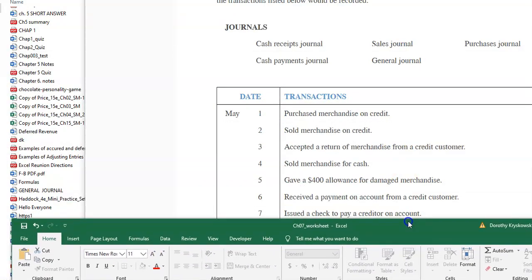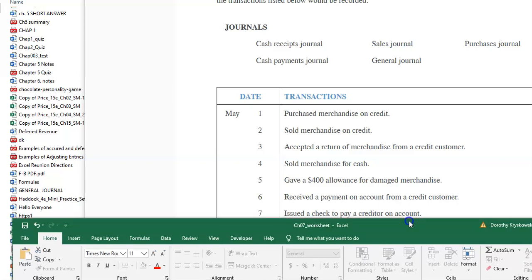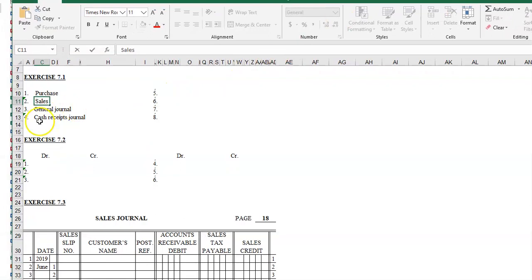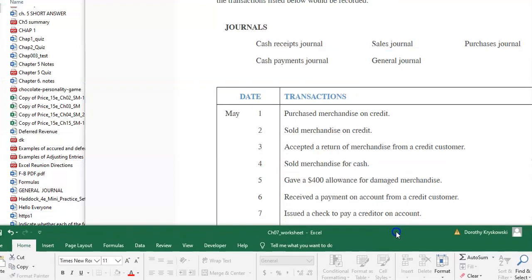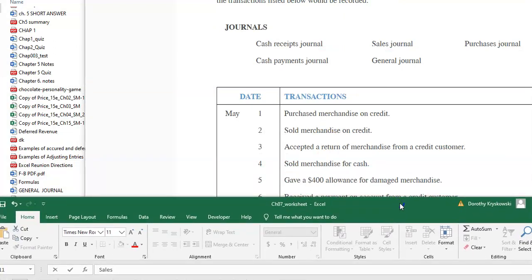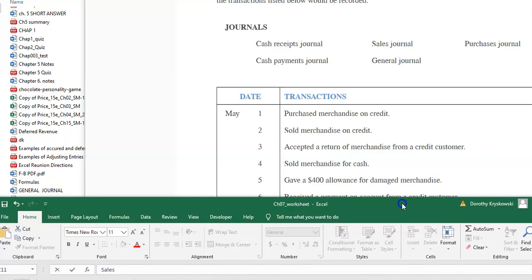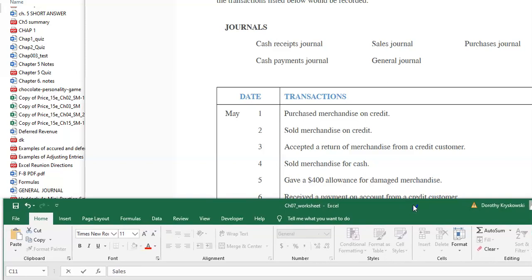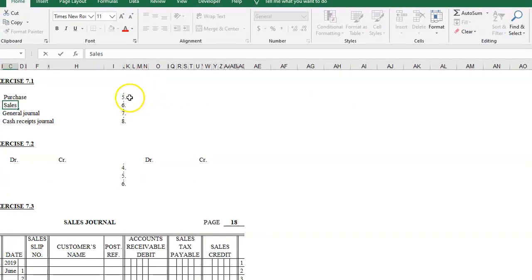Fourth one, sold merchandise for cash. Okay, this time we're selling. It's not on credit, and it's cash this time. So actually, because it's cash, it's going to go in a cash receipts journal. So the answer is cash receipts journal. Number 5, gave $400 allowance for damaged merchandise. Again, anytime anything is returned for sales return and allowances, it goes in the general journal. So number 5 is general.